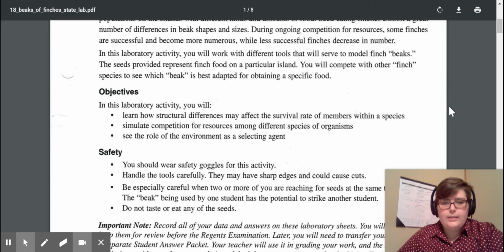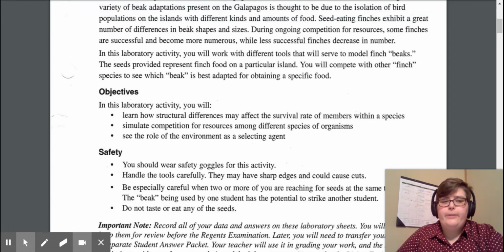All right, guys, for this last one, we're going to go ahead and read this section here about this last paragraph, objectives, and I'm going to talk a little bit about what we're going to be doing for this lab. So let's start here. In this laboratory activity, you'll work with different tools that will serve to model finch beaks. The seeds provided represent finch food on a particular island. You'll compete with other finch species to see which beak is adapted best for attaining specific food.